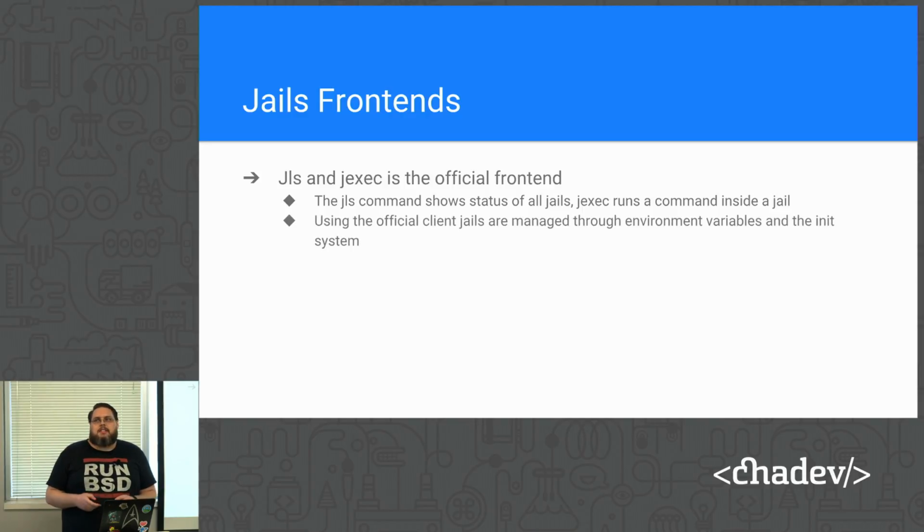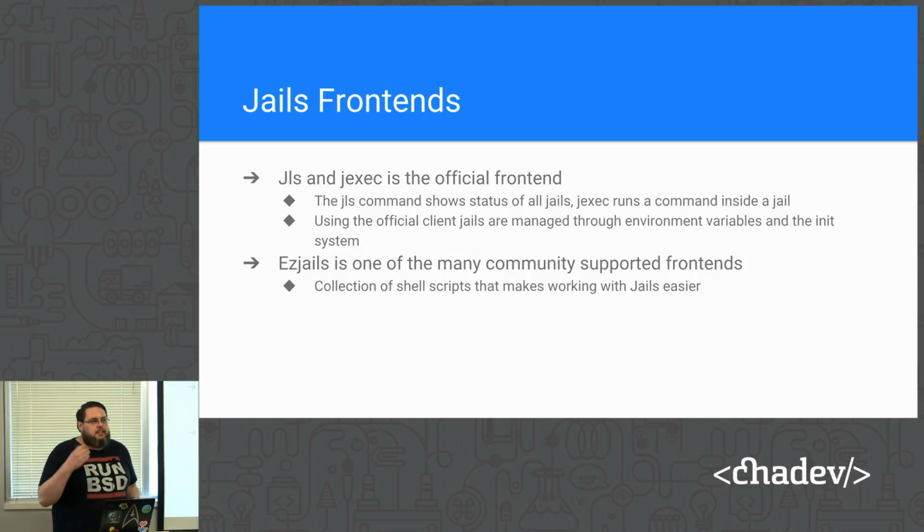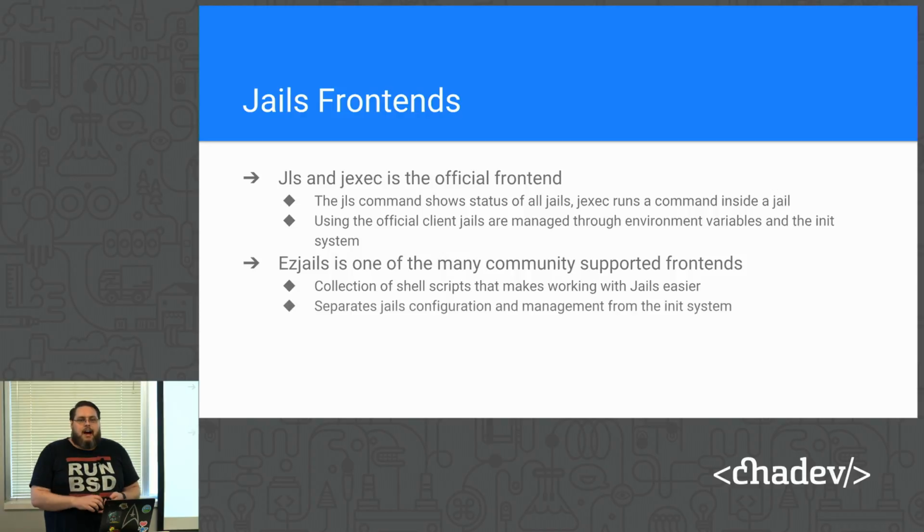Downfall to these implementations, though, is it heavily relied on the environment variables for configuration, and it was tied directly into the init system. Some people had problems with this implementation, so we saw things like EasyJail come around. This is a collection of shell scripts that makes working with jails easier. It breaks out the configuration from environment variables into configuration files, and it also breaks it out of managing it through the init system. But it has a daemon where you can tell it to start these jails when the system starts.